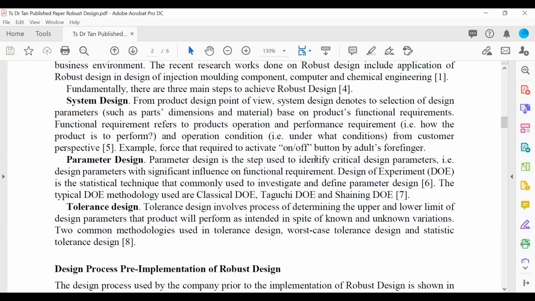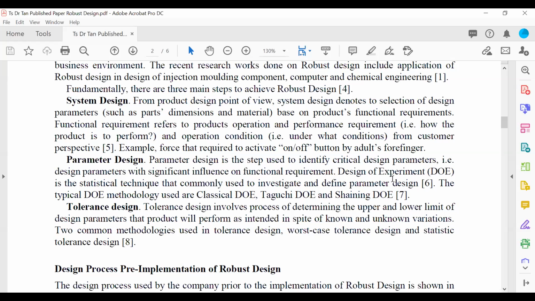Parameter design is a step used to identify critical design parameters with significant influence on the functional requirements, same as the coffee. The critical design parameters that have significant influence on the taste of my cup of coffee are the powder, the milk, and the amount of water. But the combinations, how many spoons of each ingredient, I need to find out using design of experiment.